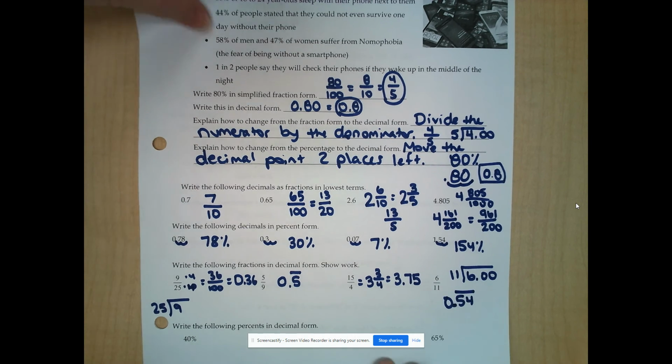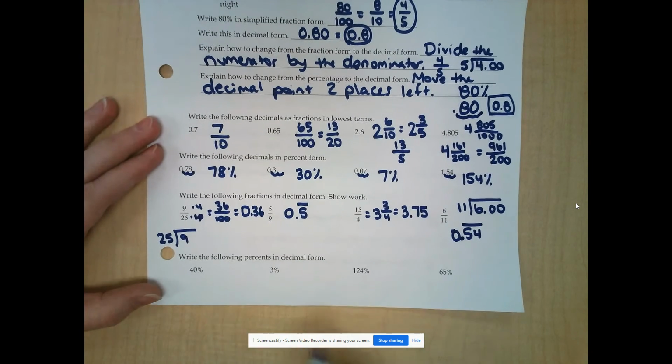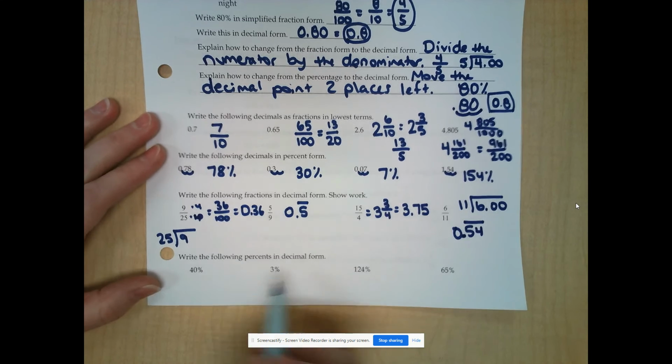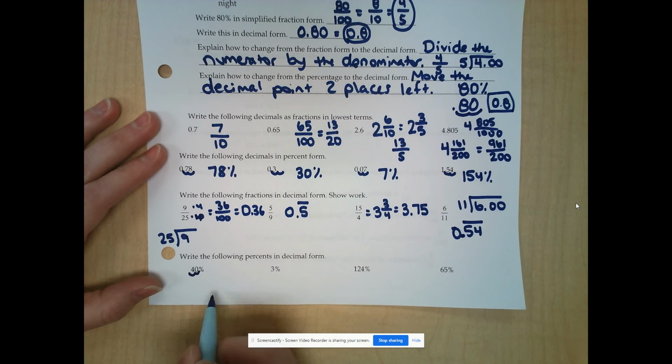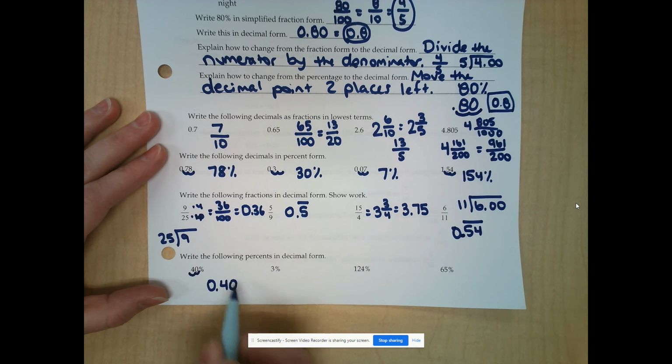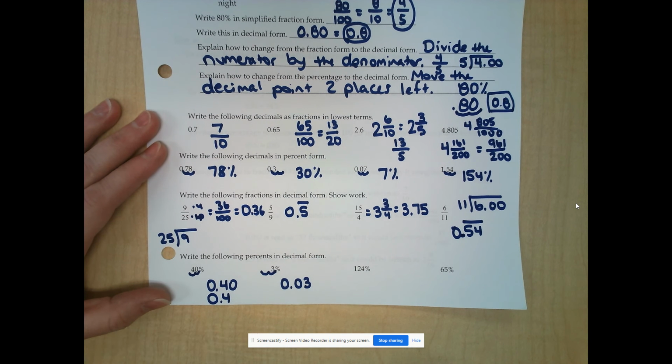Last but not least in this section, write the following percents in decimal form. So now we're going from percent down to decimal. We have to move our decimal point 2 places in the opposite direction, 0.40 or 0.4. With 3%, the decimal point is right after the 3. If I move it 2 places, 0.03. Notice it's 3 hundredths, 3%, 3 out of 100.